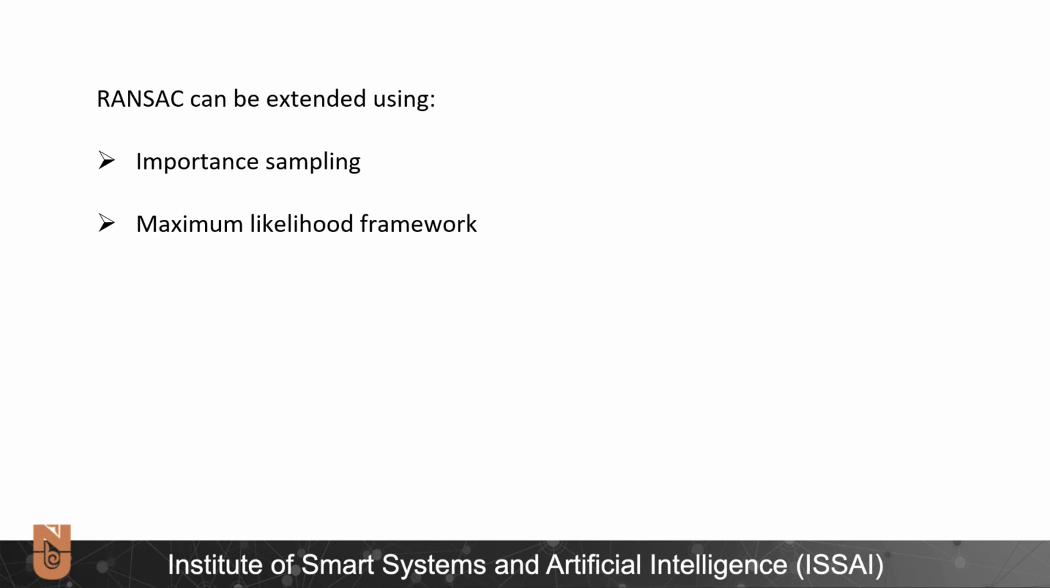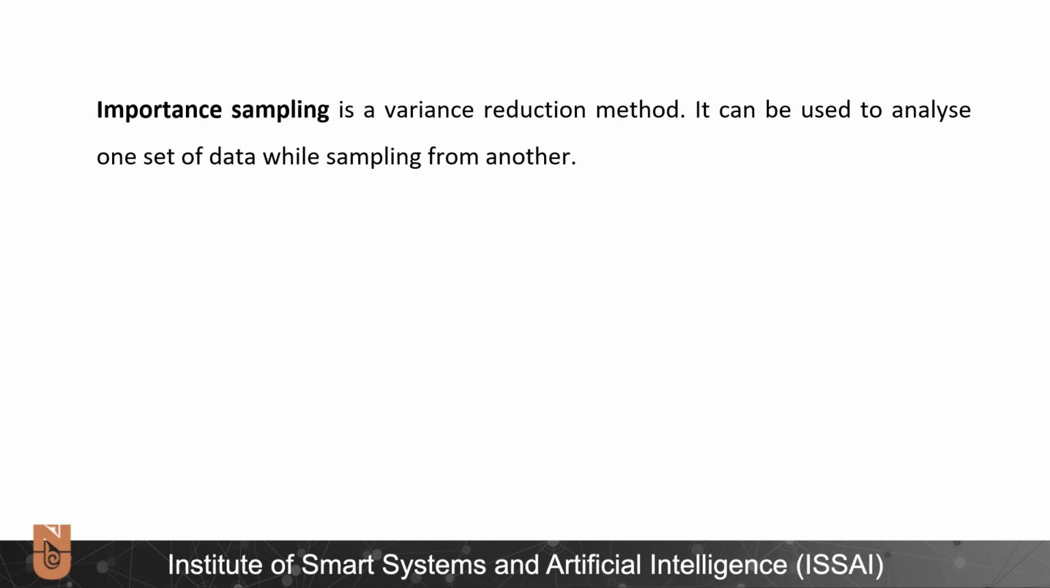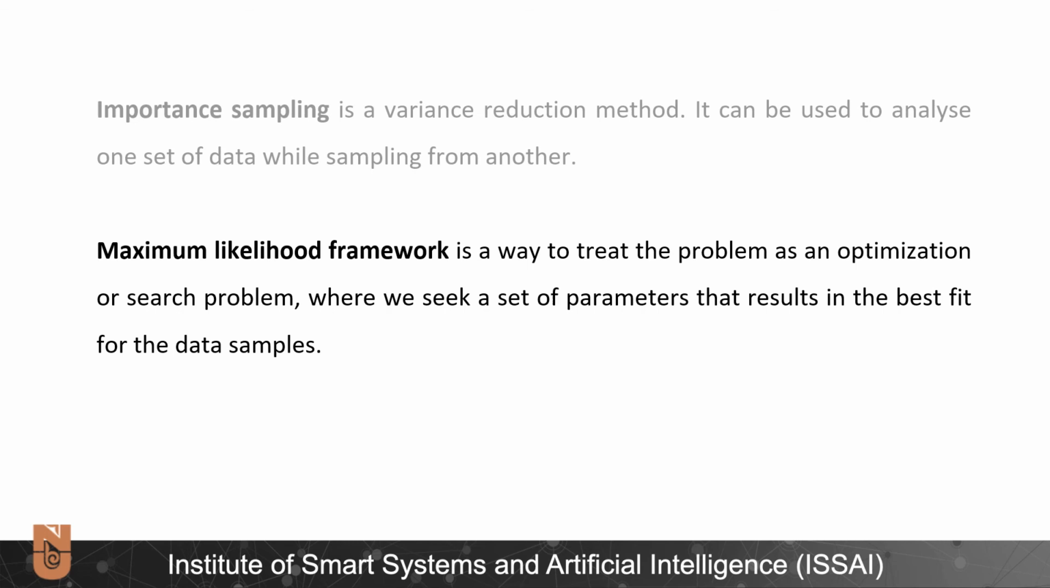RANSAC can be extended using importance sampling and maximum likelihood framework. Importance sampling is a variance reduction method. It can be used to analyze one set of data while sampling from another. Maximum likelihood framework is a way to treat a problem as an optimization or search problem, where we seek a set of parameters that results in the best fit for a set of data samples.